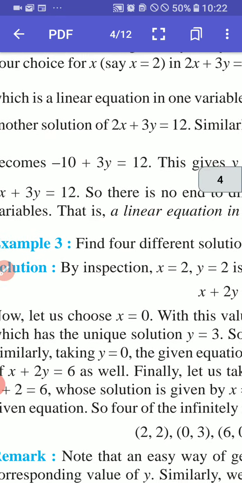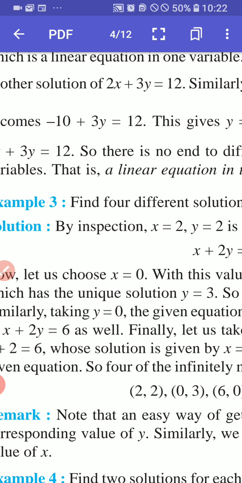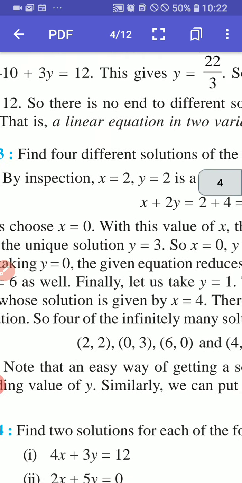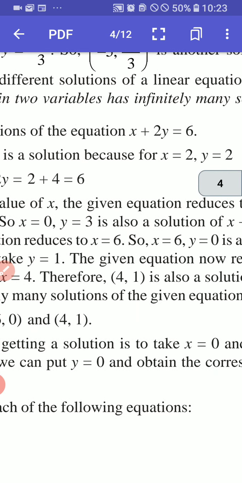Now come to example number 3. Find four different solutions of the linear equation x plus 2y equal to 6, right? Okay. I will find the four different solutions by the easiest way.